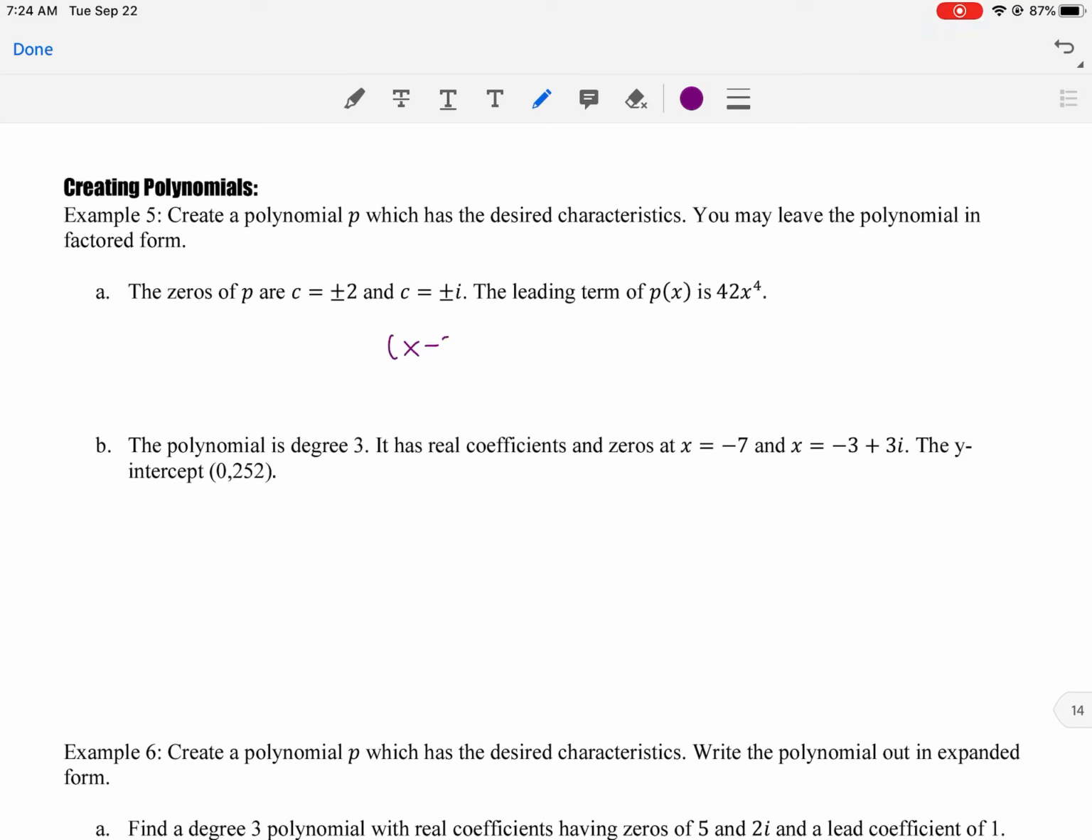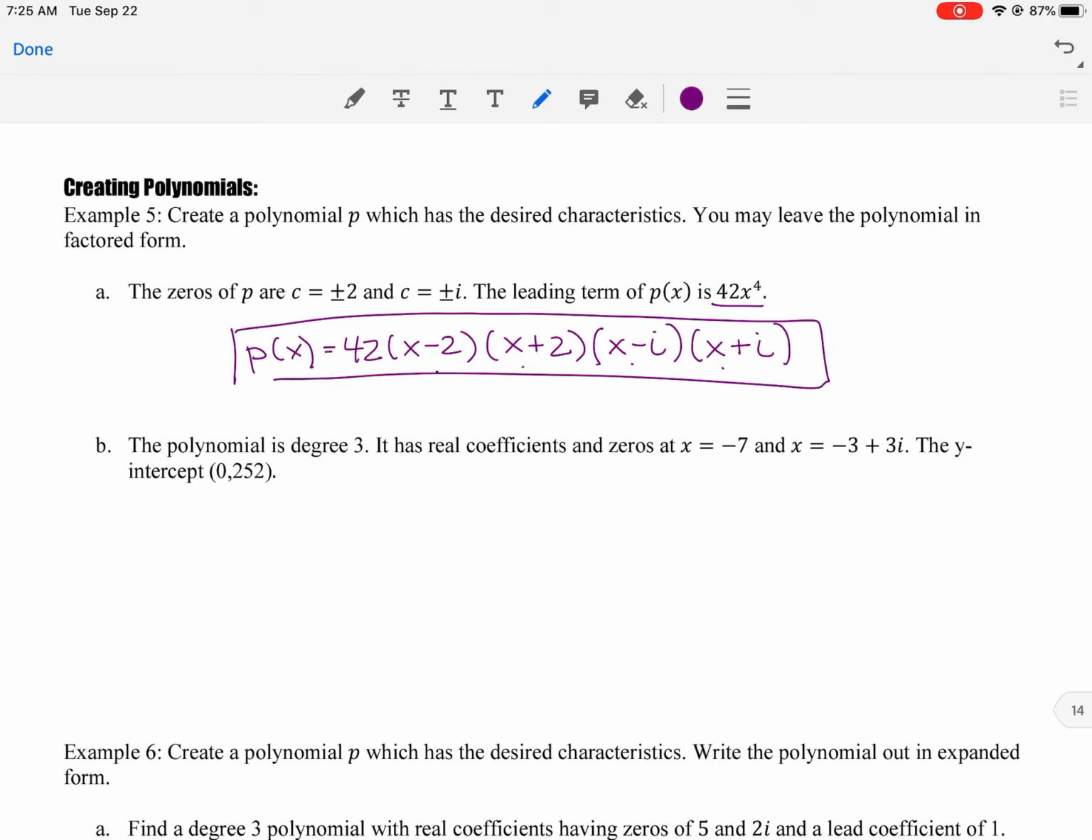So positive 2 means x minus 2. Negative 2 is x plus 2. If you got positive i, same thing, x minus i, right? And a negative i, you're subtracting a negative, so it's x plus i. Here it says the leading term is 42x to the fourth. It makes sense. There's 4 solutions, so it should be a fourth degree. And then the way that I make it have a 42 up front is I add that 42 in for a. And we've got our polynomial.